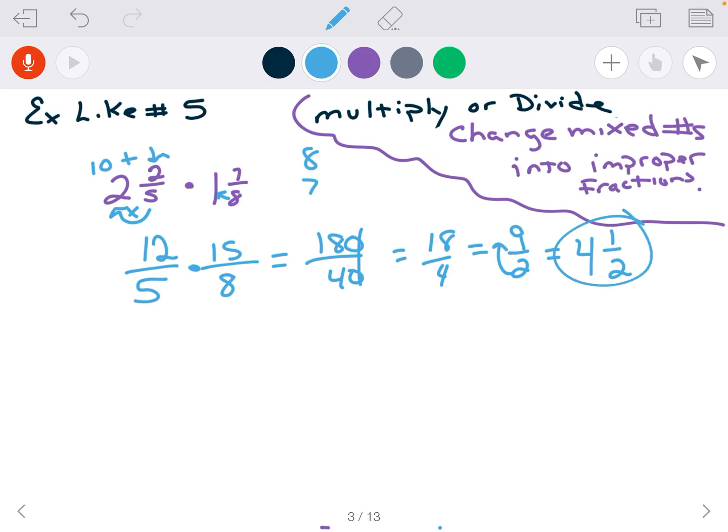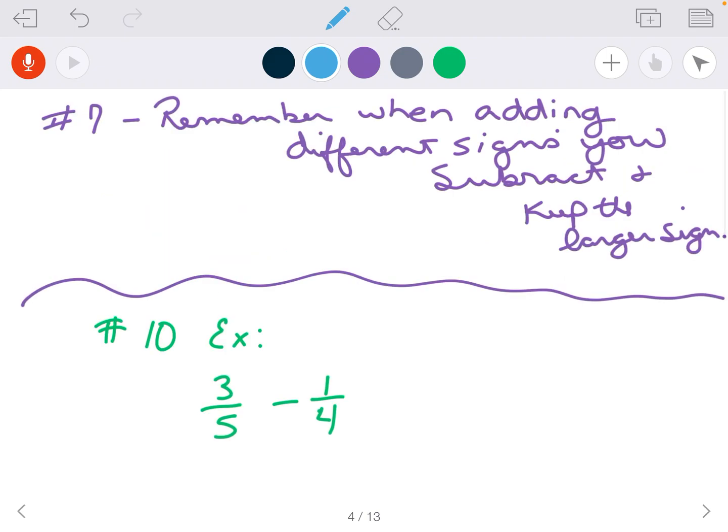So again, multiplying, dividing, you do not get a common denominator, but you have to make sure they're improper fractions if they're not fractions already. I'll show you a division one later.